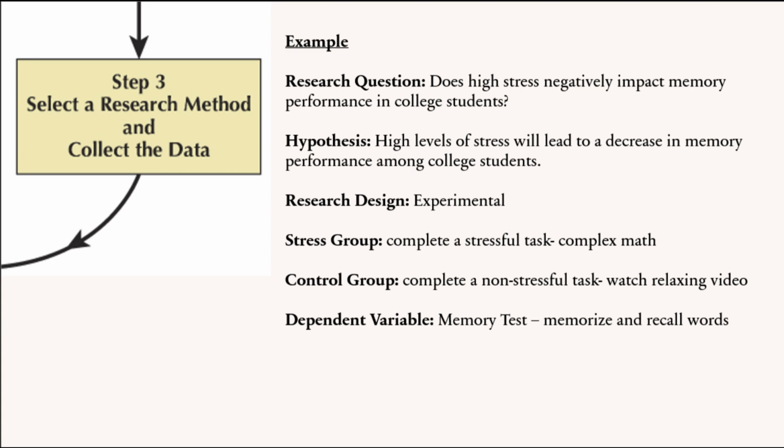They recruit a sample of college students and randomly divide them into two groups, a stress group and a control group. In the stress group, these participants will undergo a stress-inducing task, such as solving complex math problems under time pressure, to simulate a high-stress condition. In the control group, these participants will engage in a non-stressful activity, like watching a relaxing video. Both groups will then be given a memory test, where they need to memorize and recall a list of words. This acts as the dependent variable.